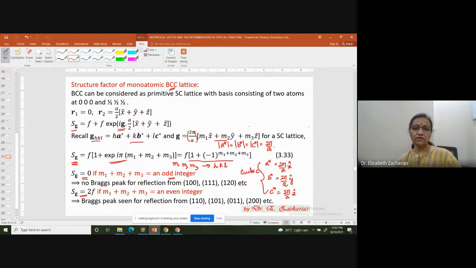So look at this. 110 even. 101 even. 011 even. 200 even. So whenever it is even, those reflections you will find. This is for BCC. Now let me just go back to the previous picture.